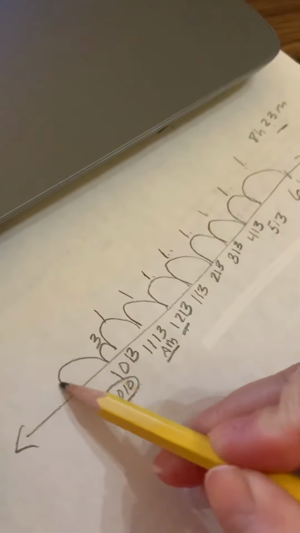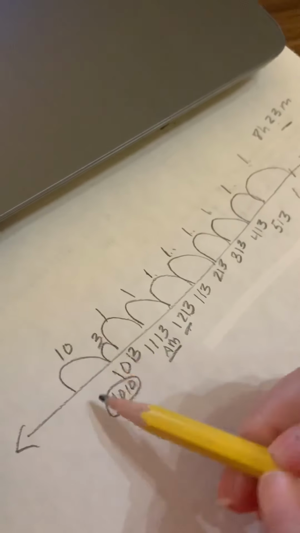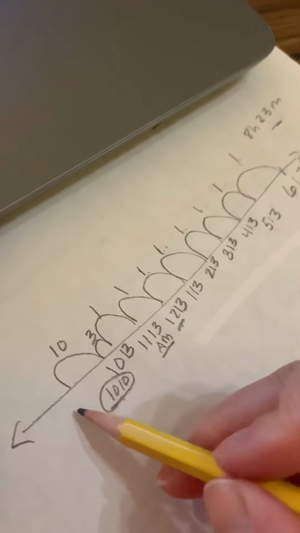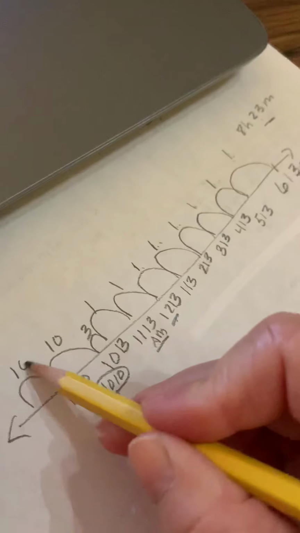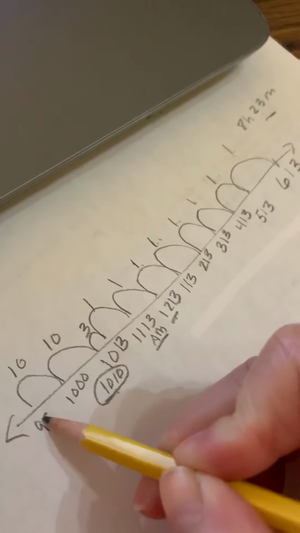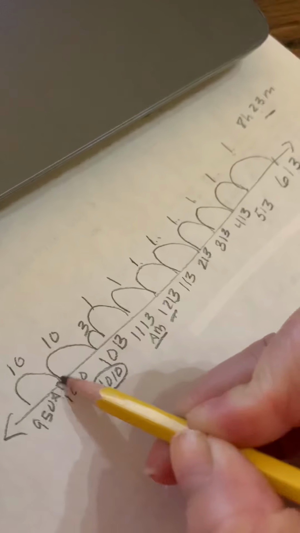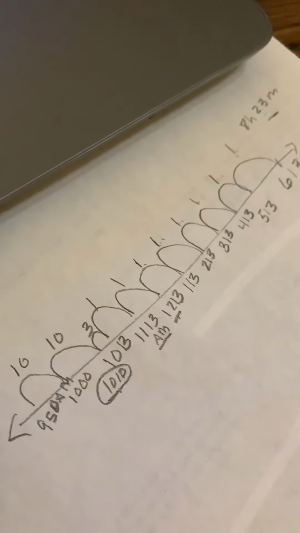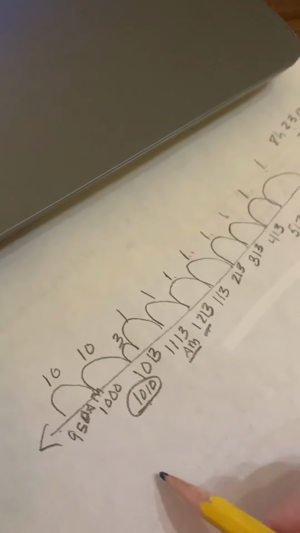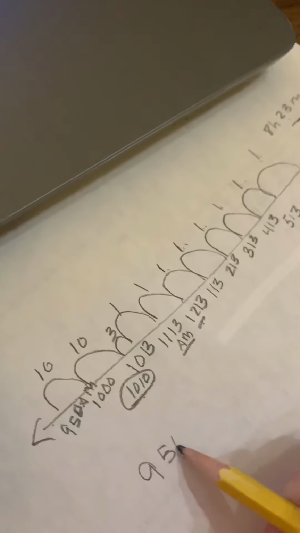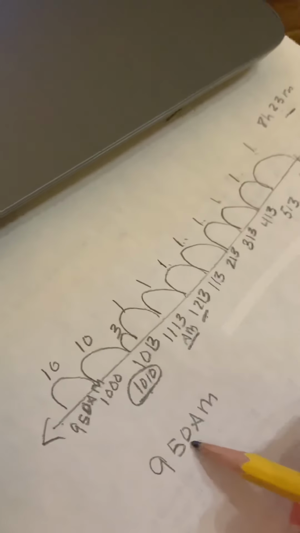So I'm going to go back 10 minutes at a time. Here's 10 minutes. So now I'm going to put me right at 10 o'clock. And another 10 minutes will put me at 9:50 a.m. Now, to double check that, I'm going to go ahead and count forward from 9:50 a.m.